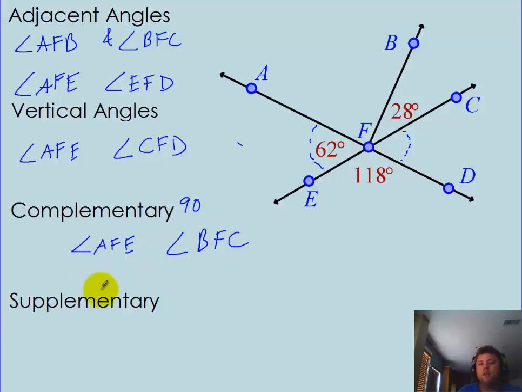Supplementary. Well, looking around, I'd say these 2 angles right here look like it. So, angle AFE plus angle EFD. So 62 plus 118 is 180 degrees. That's supplementary. Maybe some of these others are supplementary too, but we don't know the measure of these angles, so we can't say that. We don't have that information. We only know the measure of these 3 angles.